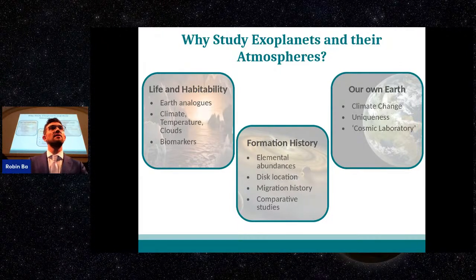And then finally, maybe more difficult to grasp, but we can also reach some knowledge for our own Earth. Because our own Earth also has an atmosphere, of course, and we can do atmospheric studies with it, but we can't do experiments with it. Even though with climate change, it sometimes looks like we are experimenting with the atmosphere to see what would happen.